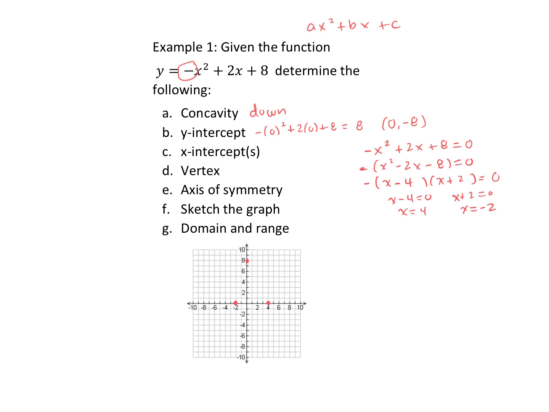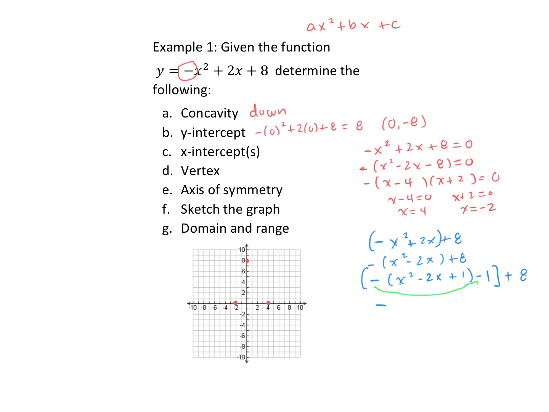Now I want to do the vertex. So it is in standard form. So I'm going to change it to vertex form. Again, I can't start with a negative, so I'm going to take this negative out of the first two terms. I'm going to complete the square. So I'm going to take half of 2, which is 1, and then I'm going to square it. So plus 1 will complete the square, minus 1, so we don't change the equation, and then I still have this plus 8. So don't forget, if you factor out a number, you have to multiply it back.